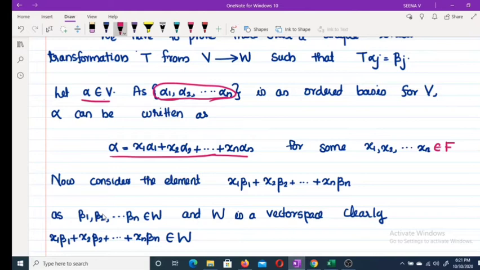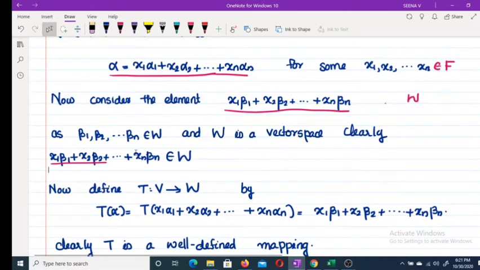Now you are considering an element. You have here these xi's. We used these xi's for getting alpha. Alpha is equal to this one. So you choose these xi's and choose our beta i's. Now x1 beta 1 plus x2 beta 2 plus etc. plus xn beta n. Beta i's belong to W, xi's are in F, W is a vector space. Therefore, clearly this linear combination also belongs to W. Clear? Beta 1, beta 2, etc. belong to W, and W is a vector space.